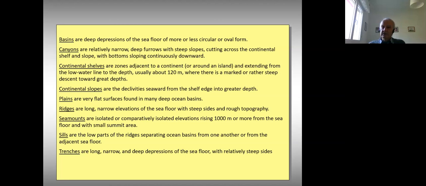These are adjacent to the continent. Continental slopes, we have already seen this. These are the acclivities seaward. Plains are very flat surfaces found in many deep ocean basins. Then we have ridges, seamounts, sills, and trenches. So this is the description of what I already showed to you.